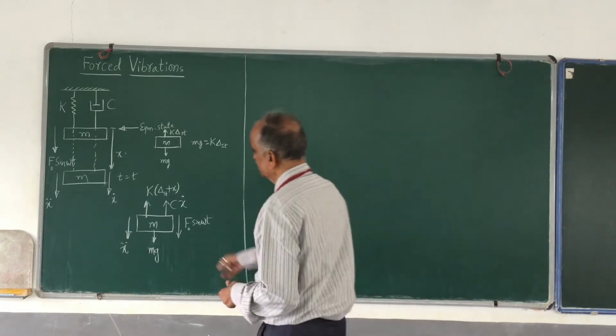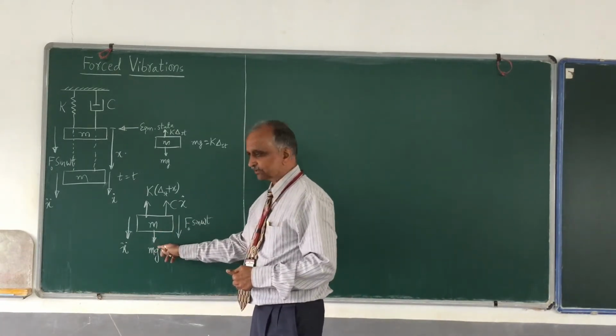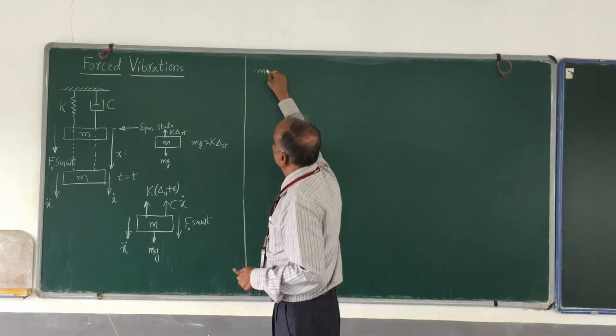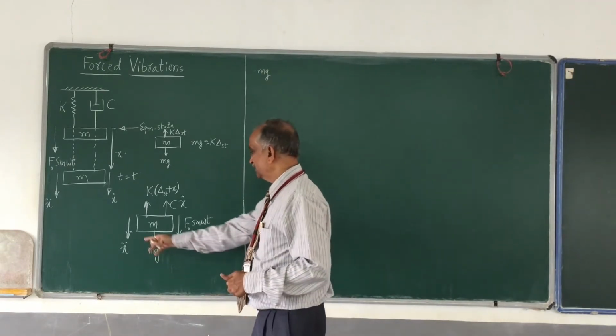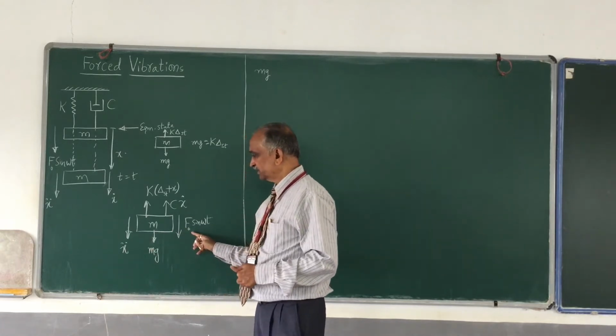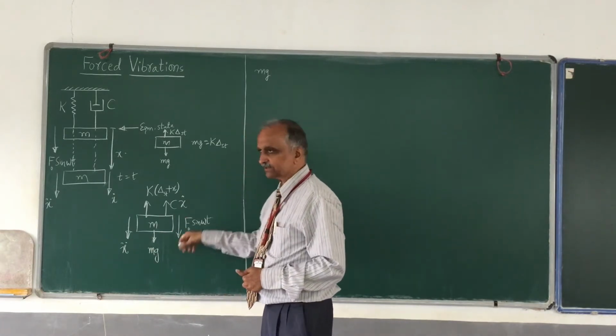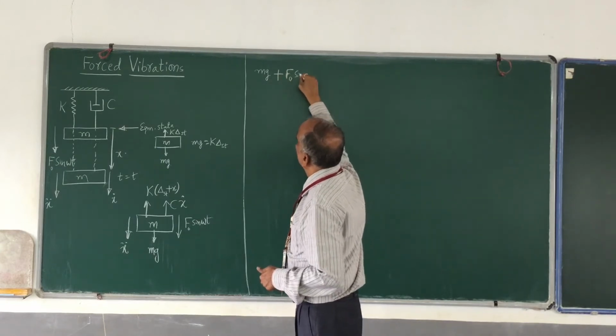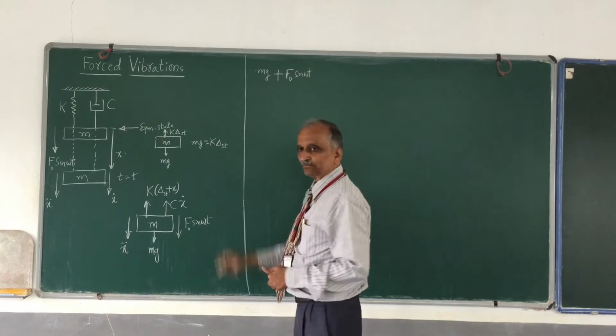Okay, let me start with this. So mg, the force, is in the direction of the acceleration. Therefore, we shall write it as plus mg. Then f naught sine of omega t also is in the direction of the acceleration. Therefore, this also is plus f naught sine of omega t.